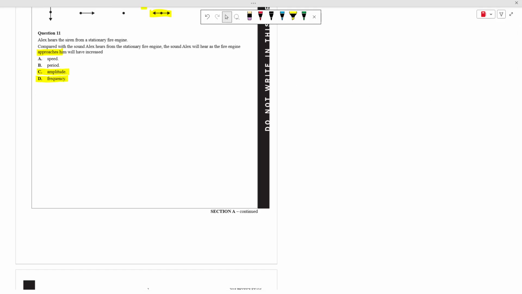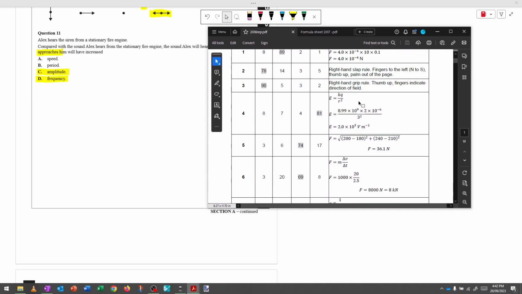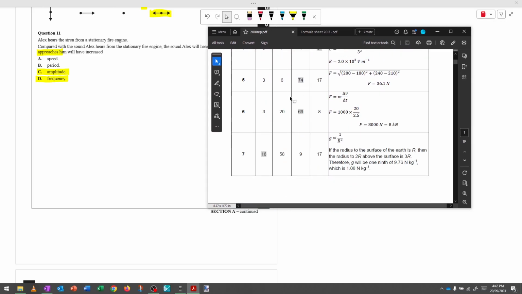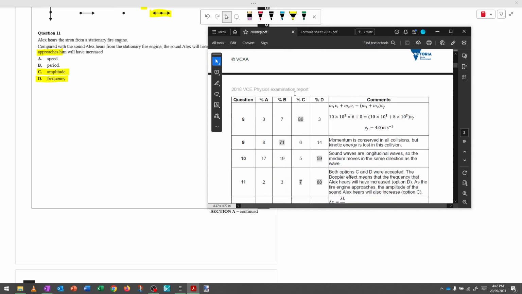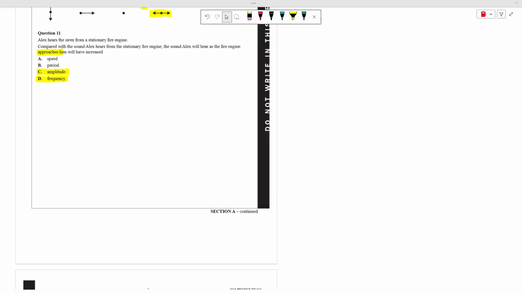Where am I? Okay, so the examiner's report, I don't want to scroll too far because I don't want to know what the answers are. Okay, so, yep, both options C and D were accepted. So there you go. Most people answered with D. I think that's what the expected answer was, but the examiners were probably like, oh crap, we shouldn't have put amplitude in there because that's also a correct answer. So yeah, that's that.